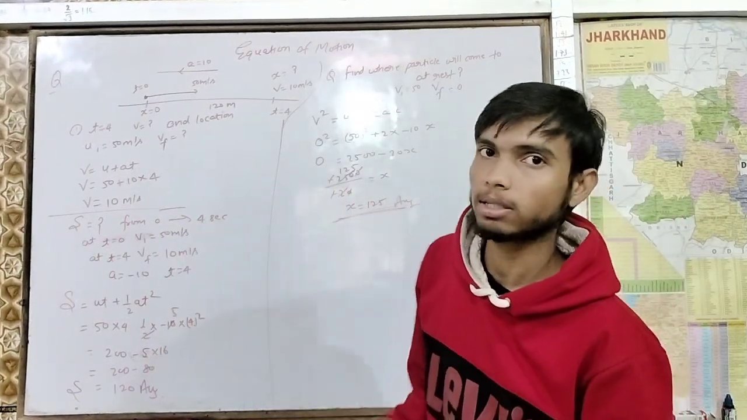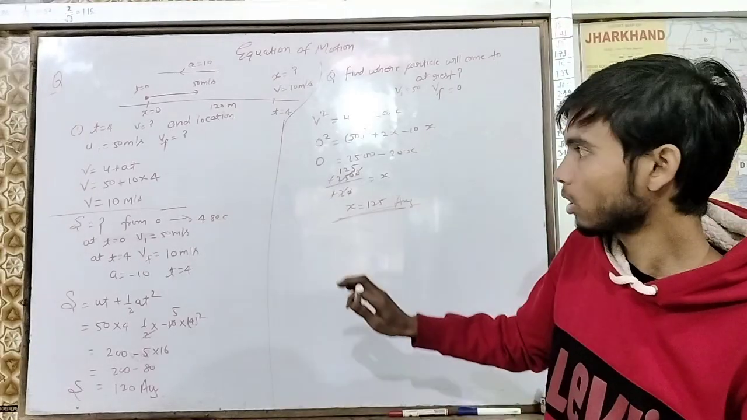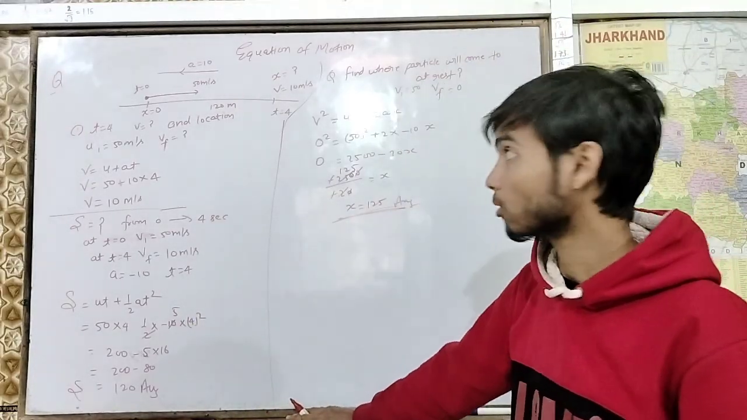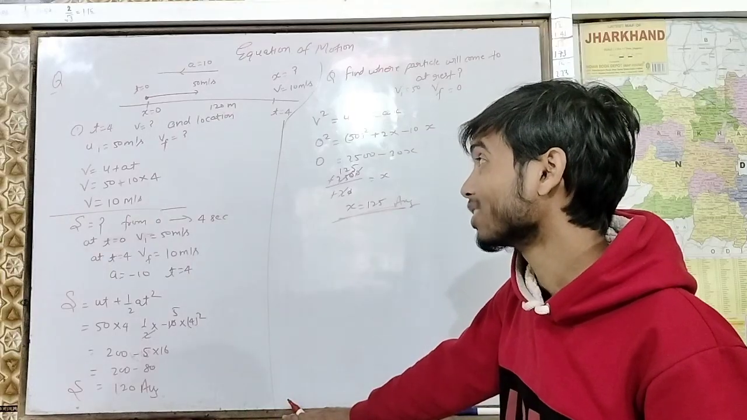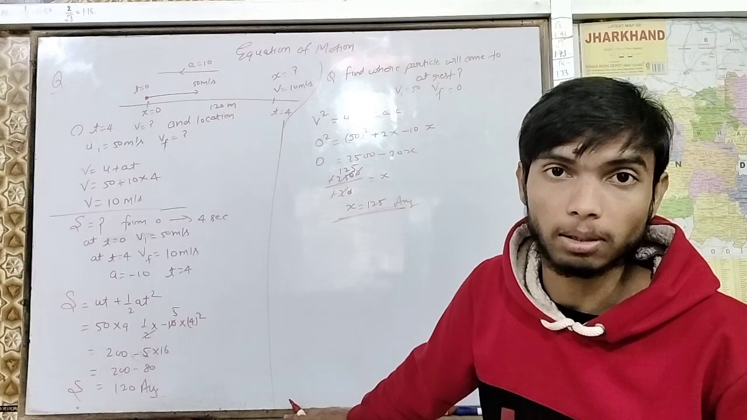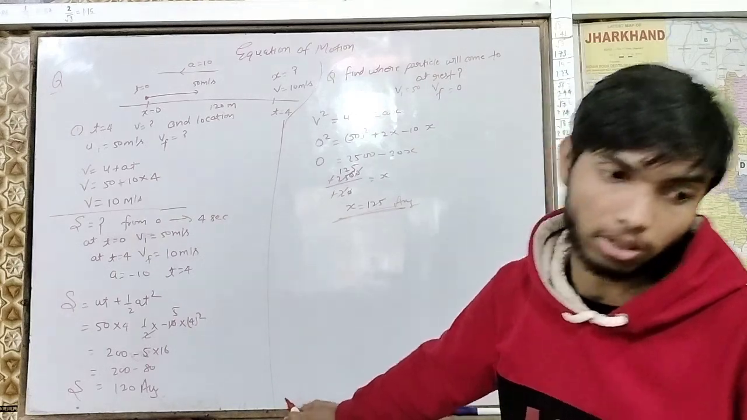Location you will find by using the third equation of motion. Displacement will be calculated by using the second equation of motion. Final velocity will be calculated by using the first equation of motion.